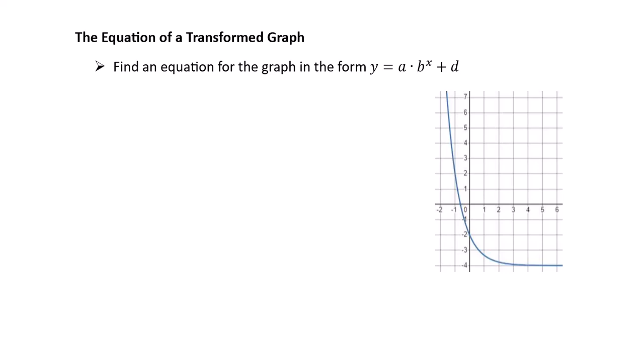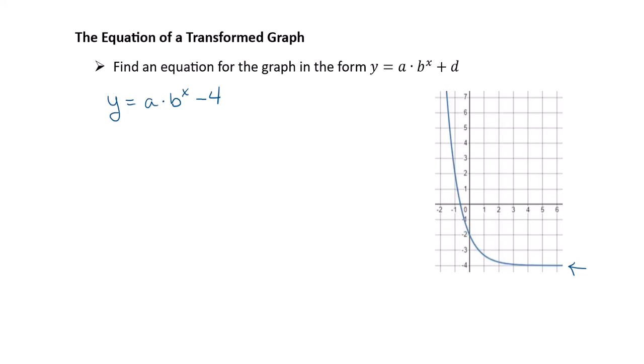Let's find the equation of this transformed graph. Now the equation for this graph is going to be in the form y equals a times b to the x plus d. So we start off knowing that we have some kind of vertical shift going on. We can find that just by looking here in our graph. It looks like our graph has been moved down 4 units. So let's go ahead and write that in. I know that I have y equals a times b to the x minus 4.